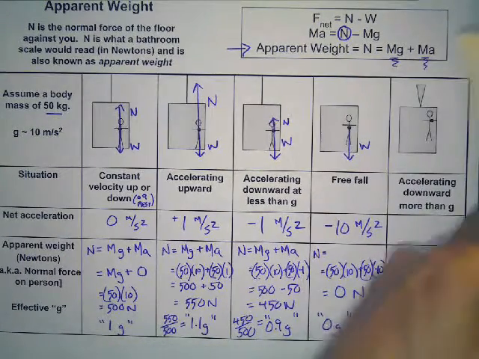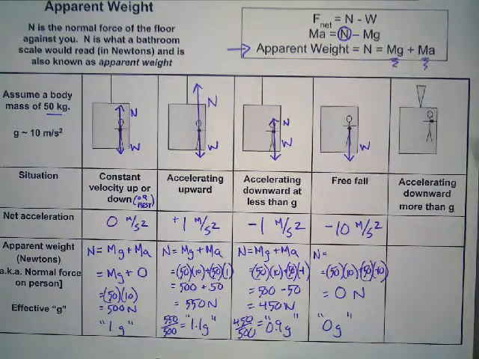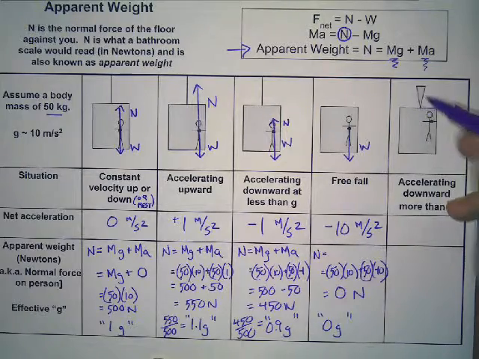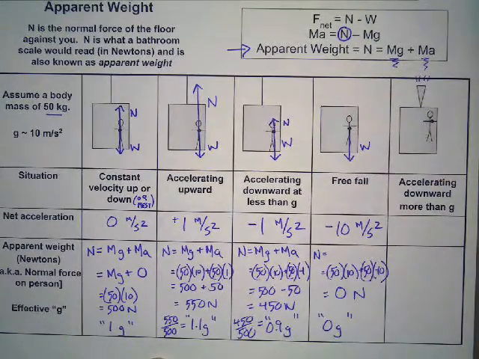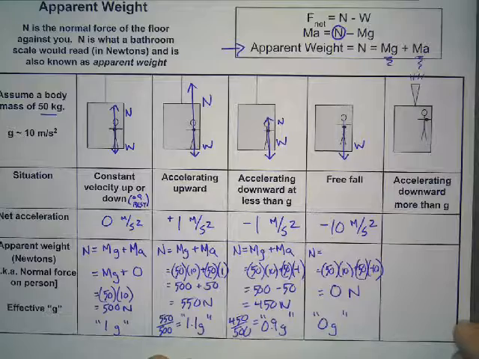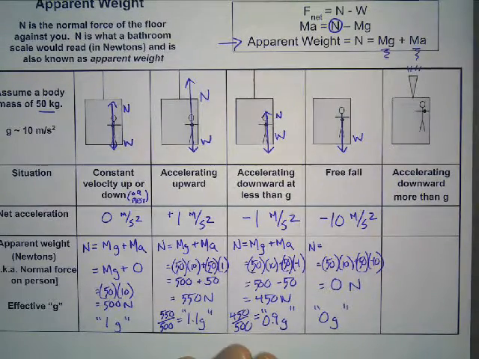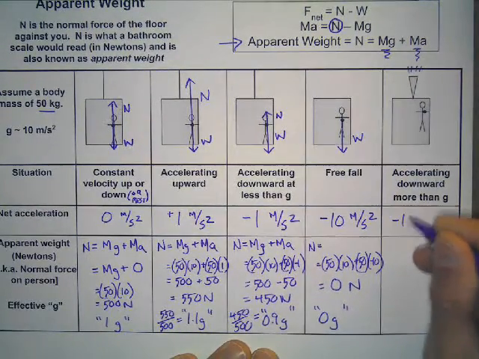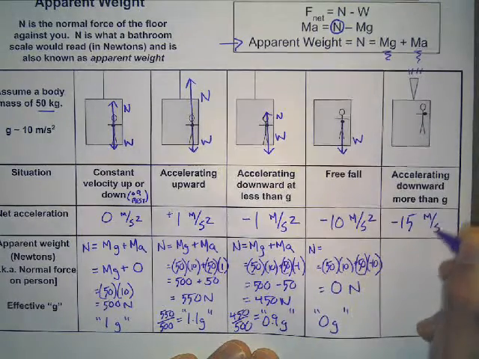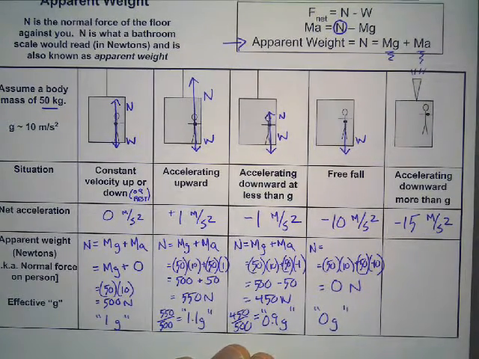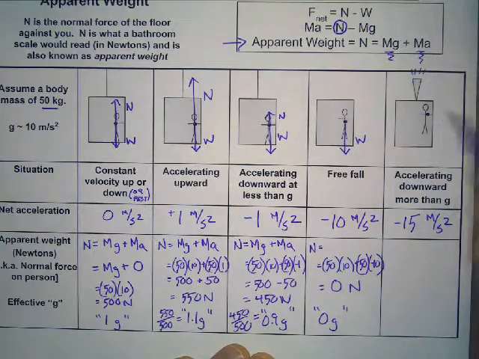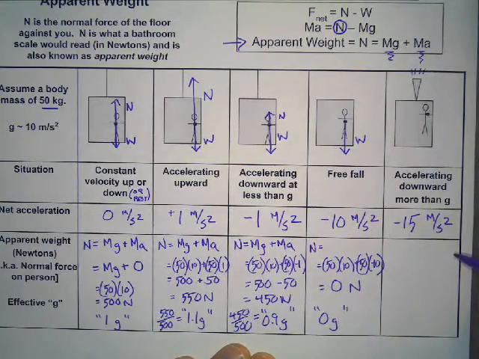Last case is going to be kind of a bizarre one, but what if you took the elevator and you put a rocket on it so that it accelerated you downwards faster than gravity would normally have you go? Let's make up a number here and make it negative 15 meters per second squared. So in other words, if there was a race between you and someone that dropped something, you would accelerate more than an object which is just falling.